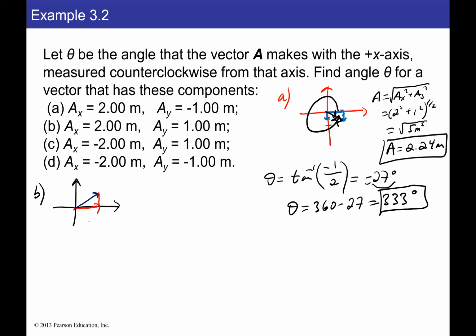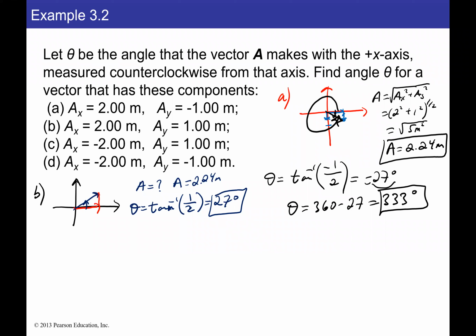Okay. So will I get a different magnitude for vector A? No, I'm going to get the same 2.24 meters. The direction now in this case will be inverse tangent of 1 over 2. And this just gives me 27 degrees, let's say. I'm rounding, so 27 degrees. And this is already with respect to the positive x-axis, counterclockwise, so we're done.